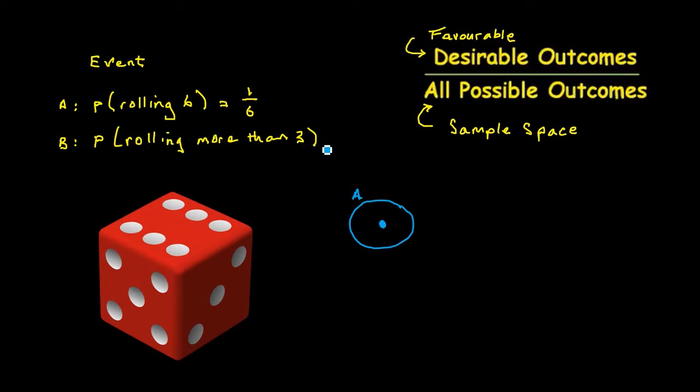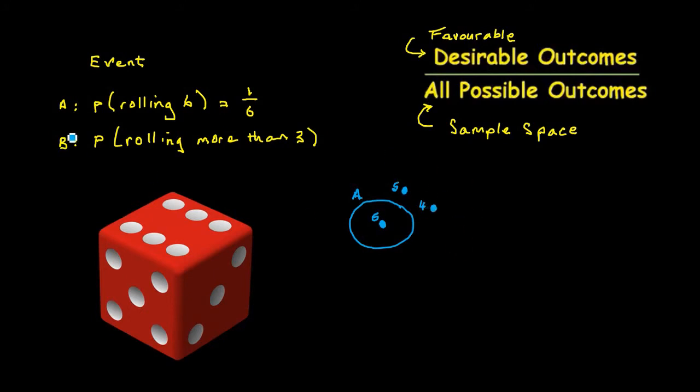Now what about event B? Well, more than 3 means 4, 5 or 6. So 4, 5 or 6 means there are 3, but one of them is event A. So these things overlap. If this is rolling a 6, let's actually write 6 here. Event B will be rolling a 6 or rolling a 5 or rolling a 4. So 4, 5 or 6.